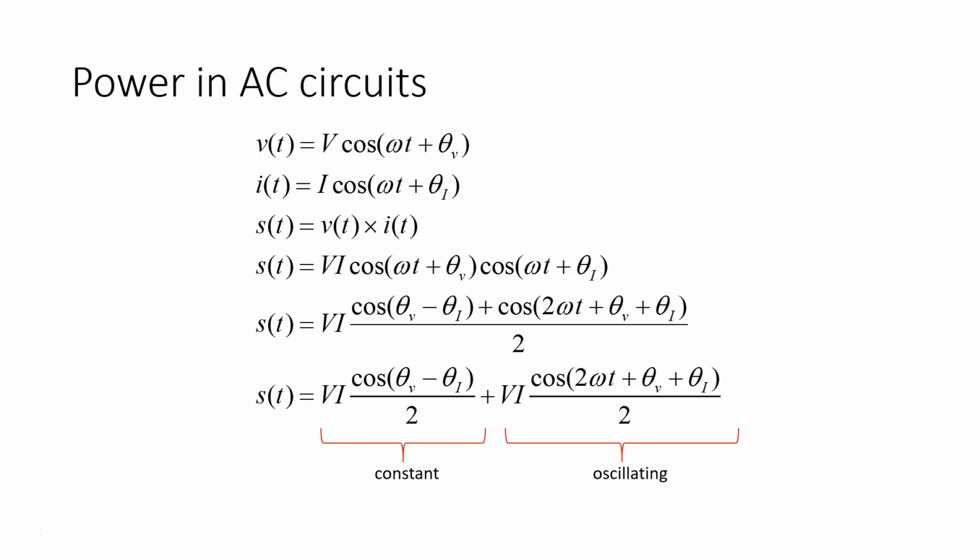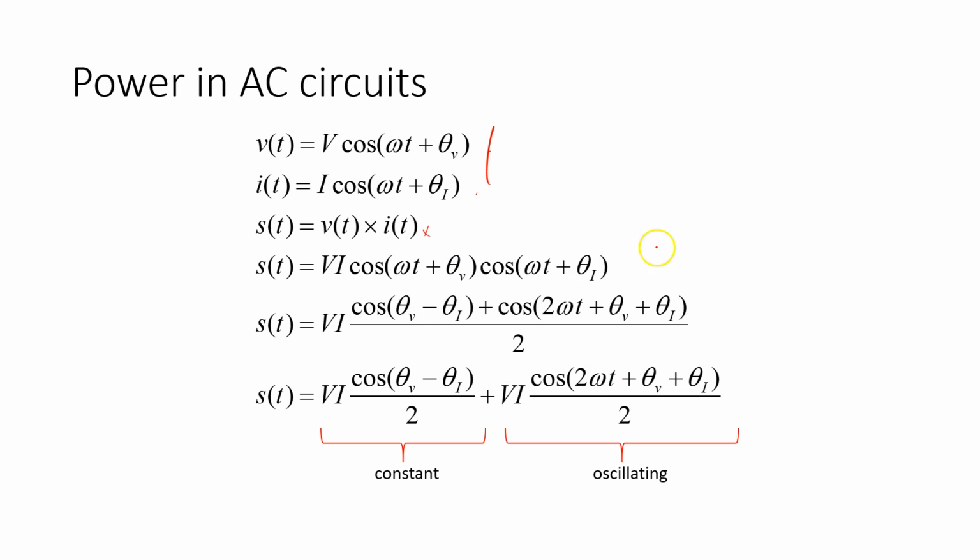So we're going to start now with two variables, v and i, where v is V cosine omega t plus angle theta v, and i is I cosine omega t plus angle theta I. If I would like to find the instantaneous power, I simply multiply these two together point by point, and I will get VI cosine omega t plus theta v multiplied by cosine omega t plus theta I.